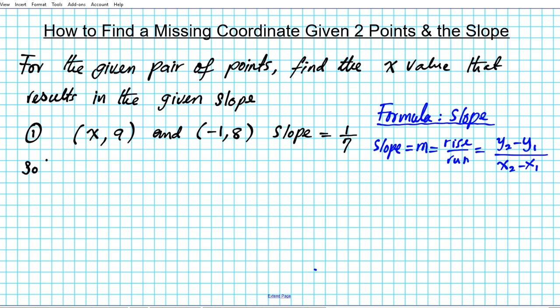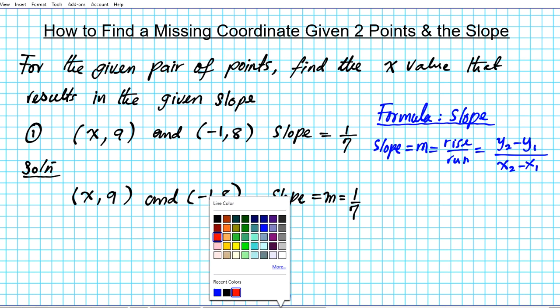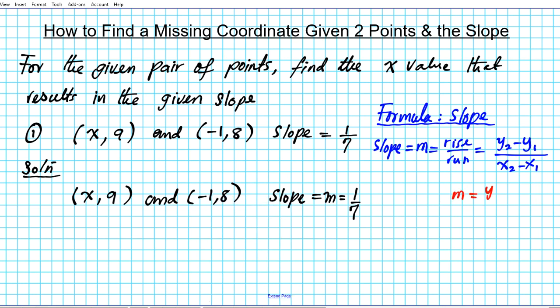The solution is as follows. We have 2 points, x and 9, and the second point is negative 1 and 8. And we have the slope value. Slope can be represented with the letter m of 1 over 7. Okay, so the formula that we're working with here, let's put it on the side. M is equal to y2 minus y1 over x2 minus x1. We have only one equation, so we can have only one unknown.